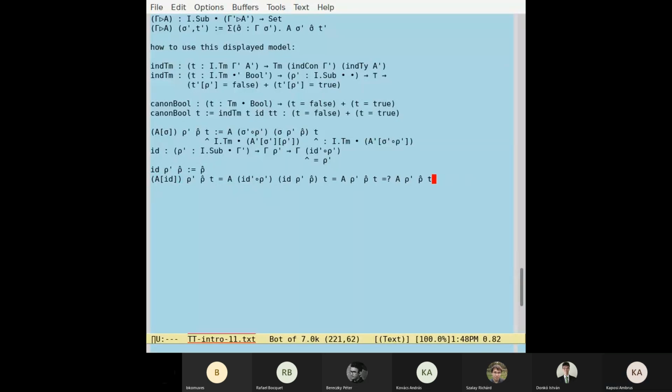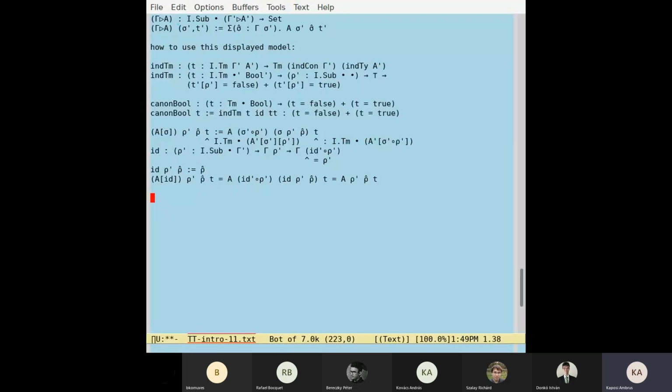So this is an example of the work that you need to do when you define a displayed model. Again, it's just a generalization of defining a model, but there's always an extra dependency, right? So here it's a dependent function, and here there's always some dependency which you need to handle.